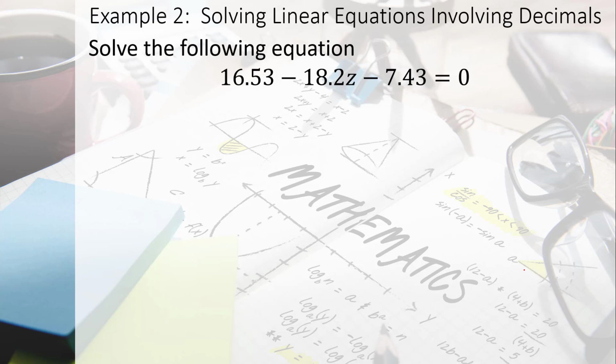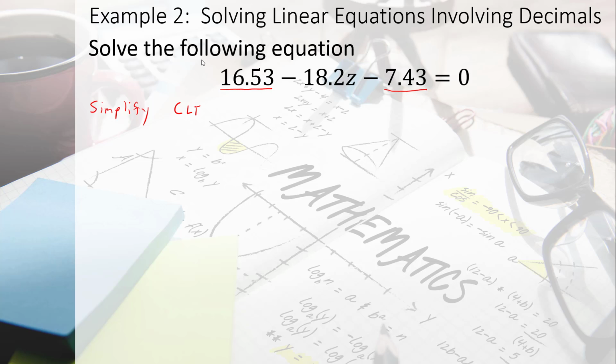And that brings us to example number 2, where we have decimals. Decimals aren't that bad. The procedure is pretty much the same, we just have to be a little more careful with our math. Once again, we have some simplification that we can do. Our first step is to simplify. Combine like terms. Do we have like terms? Well, yes, we do. This one has no variable, and this one has no variable.